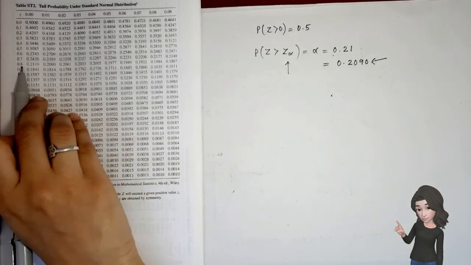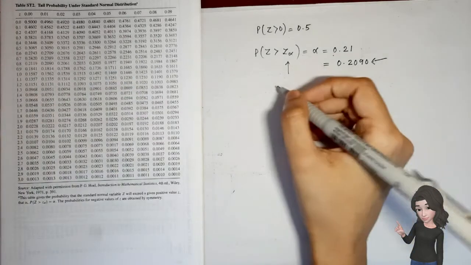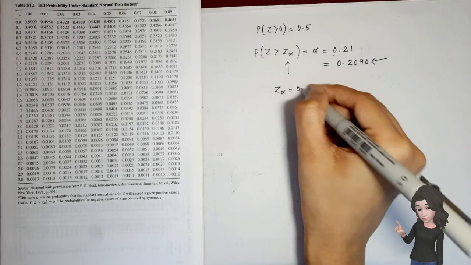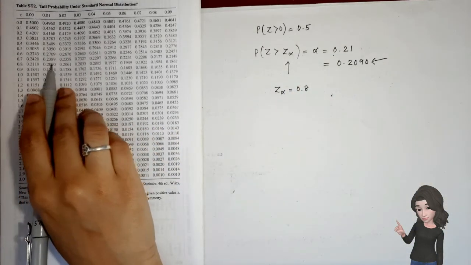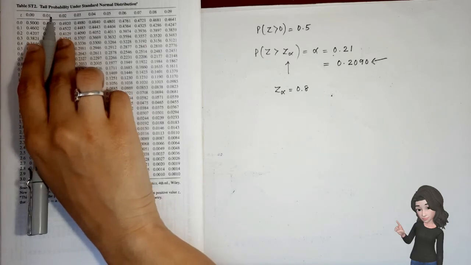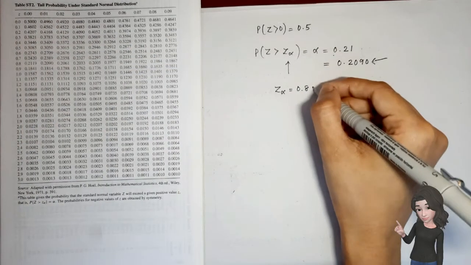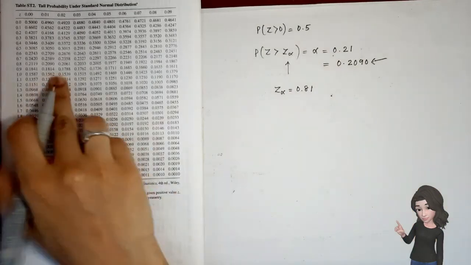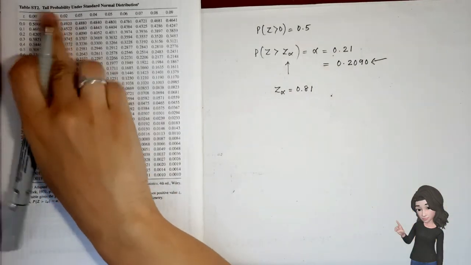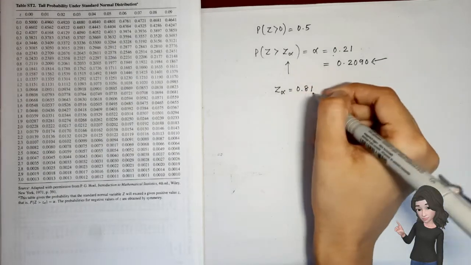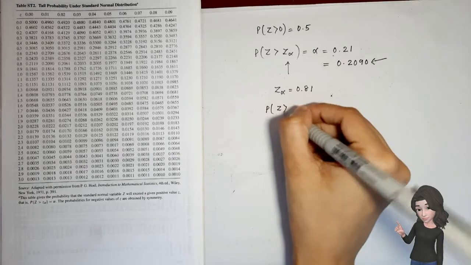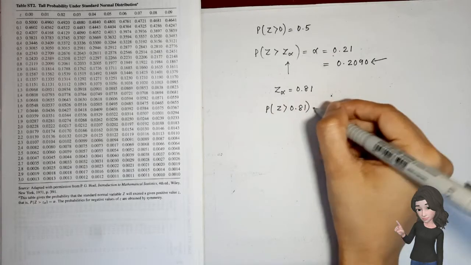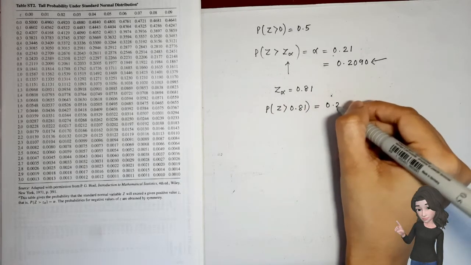In the left margin, what I have got is 0.8. So Z alpha is equal to 0.8 in the first digit, and in the second place after the decimal it is 1, because it corresponds to 0.01. So our Z alpha is 0.81. So if the probability of Z greater than 0.81, our value is equal to 0.21.